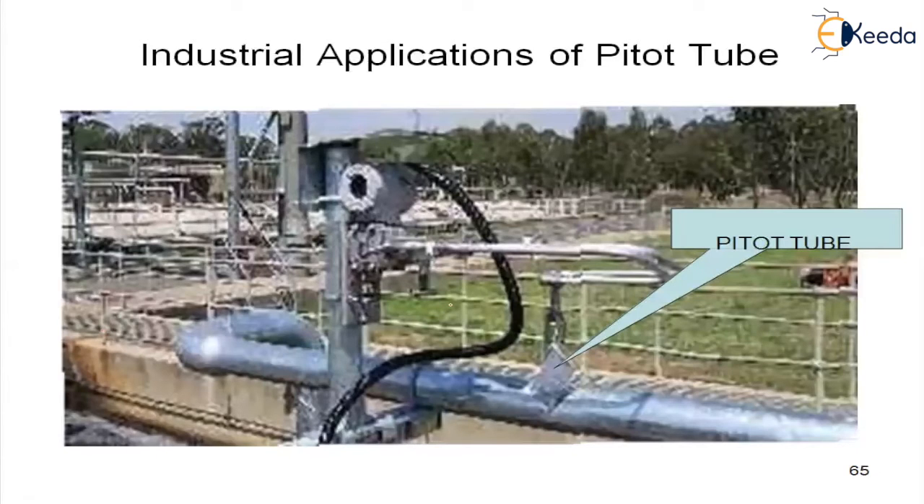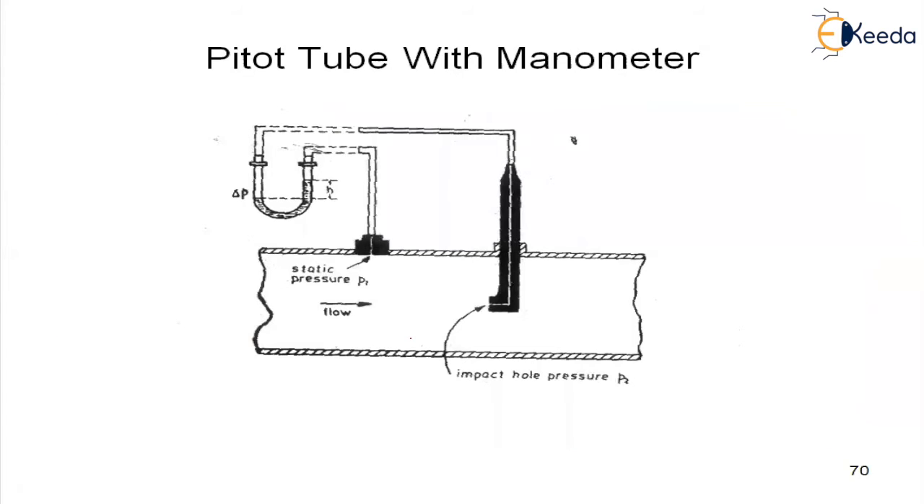How will the pitot tube be fixed in the measurement of the flow of liquid? Inside there is one pressure acting, and that pressure is called stagnation pressure or impact pressure. The outside pressure is called static pressure. I will show you in detail in the coming slides. This is the general pitot tube with the manometer.